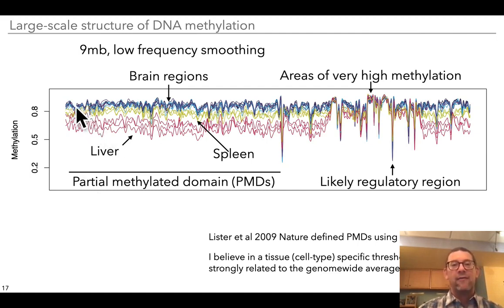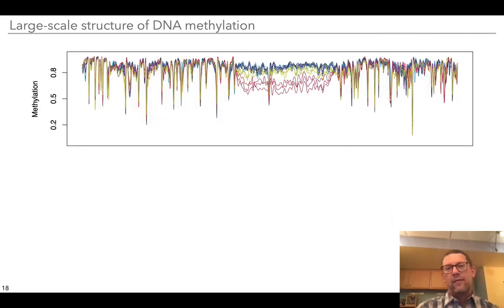Brain doesn't really have very much partially methylated domains at a 70% threshold, but in reality they have these domains here. They're just higher up because brain has a higher methylation level. We know that these dips with very low methylation level are likely regulatory regions like enhancers, promoters, regions of potentially functional importance.